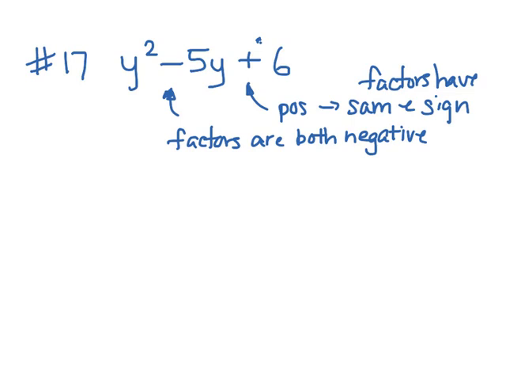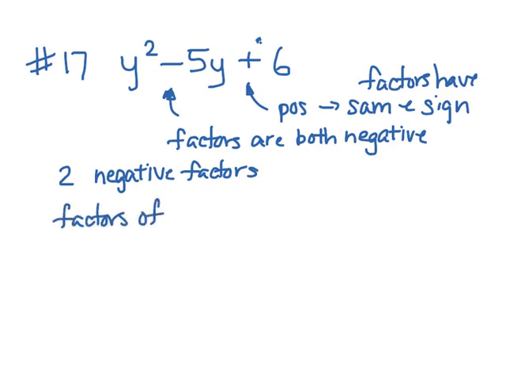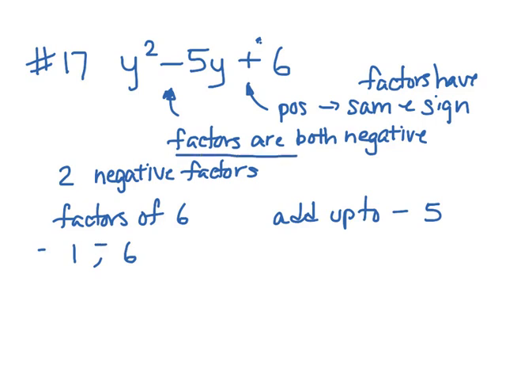Okay, so now that we know we have two negative factors, we're looking for factors of 6 that add up to negative 5. So factors of 6, we have negative 1 and negative 6, right? Remember we've determined that both factors are negative. So we have negative 1 and negative 6. Well, do they add up to negative 5? Negative 1 plus negative 6 equals negative 7. So no, that doesn't work.